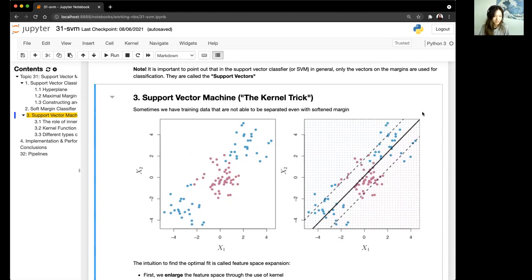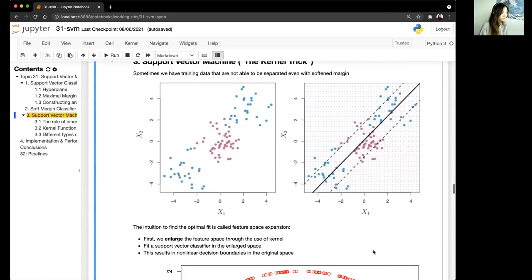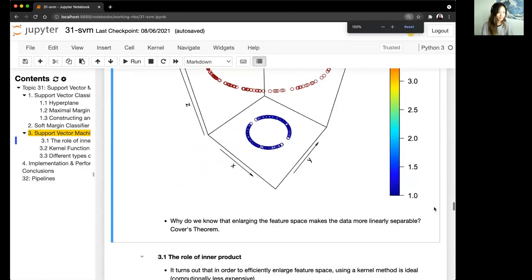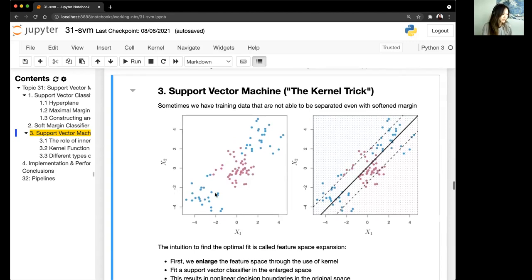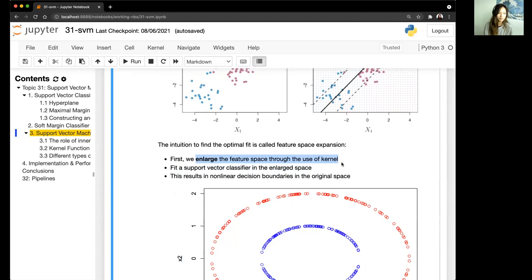So even with a softened margin, as you can see here, there's a bit of a margin. This data set is very, very difficult to separate. So the intuition to find optimal fit is called feature space expansion, or the kernel trick. It's called the kernel trick because it enlarges the feature space with a kernel. So the idea here is we're going to enlarge the feature space, and what enlarging means, I'll show some examples in a bit. And then what we're going to do is fit a support vector classifier in the enlarged space, and then we have a non-linear decision boundary in the original space.